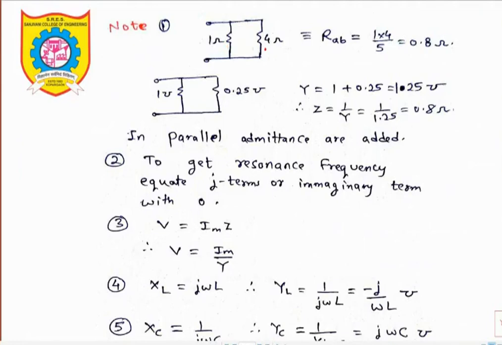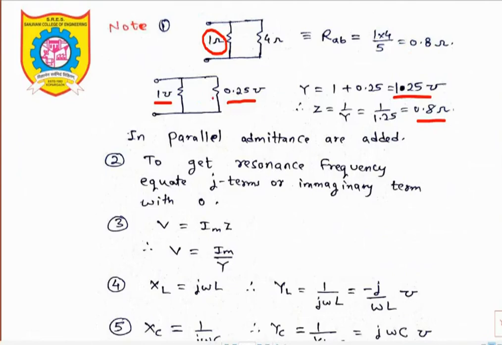So resistance in parallel is R1 R2 divided by R1 plus R2. So 1 ohm parallel 4 ohm, the answer is 0.8 ohm. Now if I find the admittance of this, 1 upon 1 ohm means 1 mho, and 1 upon 4 means 0.25 mho. When admittances are connected in parallel, we can simply add. That means 1 mho plus 0.25 mho, which is 1.25 mho. And if I take the reciprocal, I get the same answer as earlier.